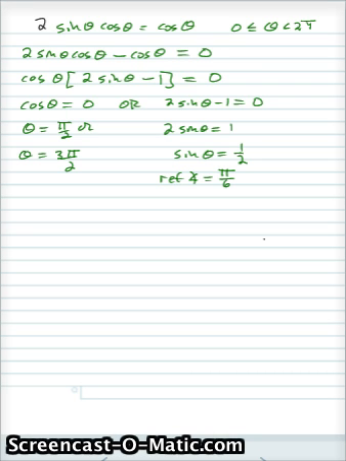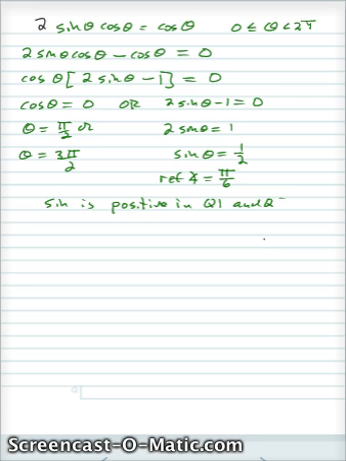Which quadrants is sine positive? Sine is positive in quadrant 1 and quadrant 2. So we get the solution for quadrant 1. That is simply going to be the reference angle. The quadrant 2 one we have to visualize a little bit, so we're not going to quite get all the way to pi.